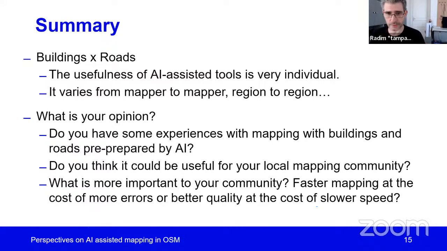The discussion has not started yet, but we want to hear from you. What is your opinion? Do you have some experience with mapping, with buildings and roads prepared by artificial intelligence? Do you think that this mapping could be useful for your local community? And what is more important for your community? Faster mapping at the cost of more errors, or better quality at the cost of slower speed of mapping? Thank you. And next slide, please.